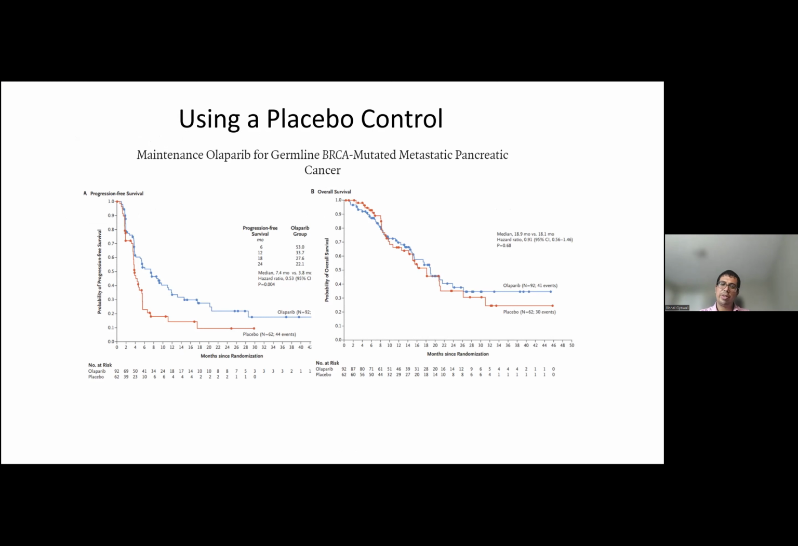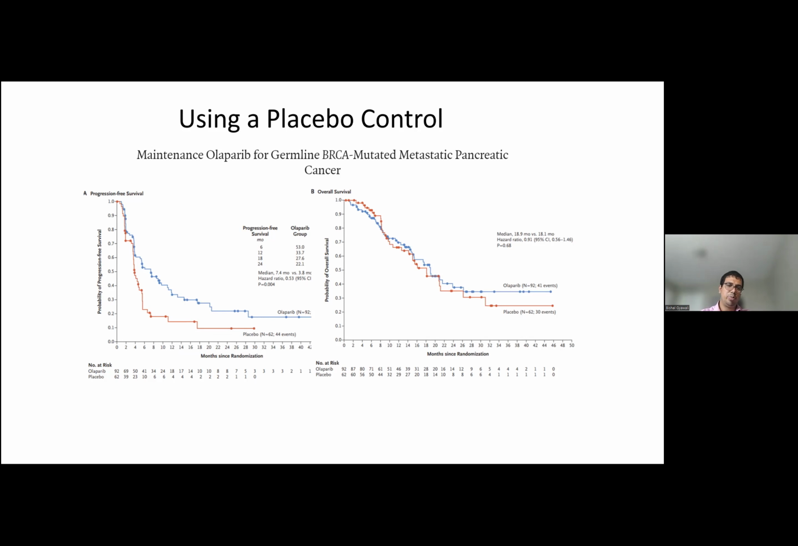But in this trial, they gave FOLFIRINOX chemotherapy to patients for 4 months, and then they abruptly stopped the treatment, even if it was working for the patient, even if patients were not having side effects. They just stopped it and then randomized patients to receive olaparib or placebo. Again, this placebo arm makes no sense because in the real world, these are the patients who would have continued on chemotherapy and not just stopped the treatment.